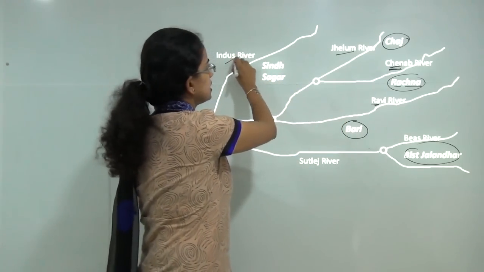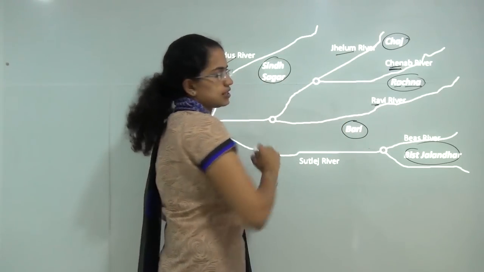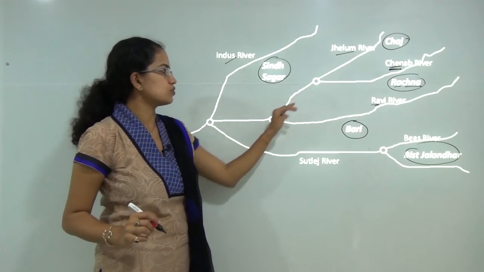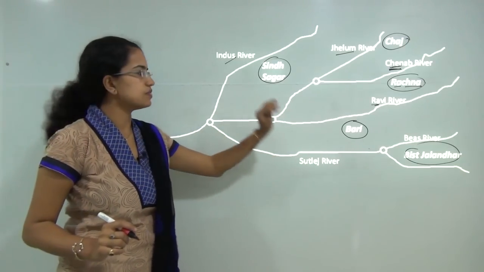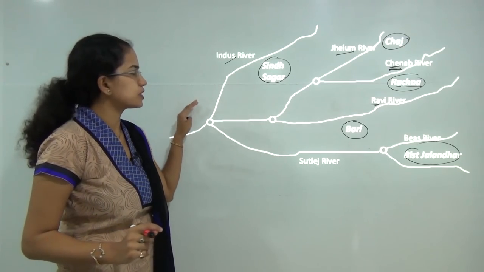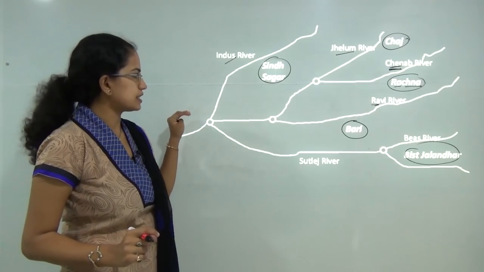And between Indus and Jhelum, it would be Sindh Sagar. So these are the major Doabs that exist between the five major rivers that are the tributaries to the main river system, that is Indus.